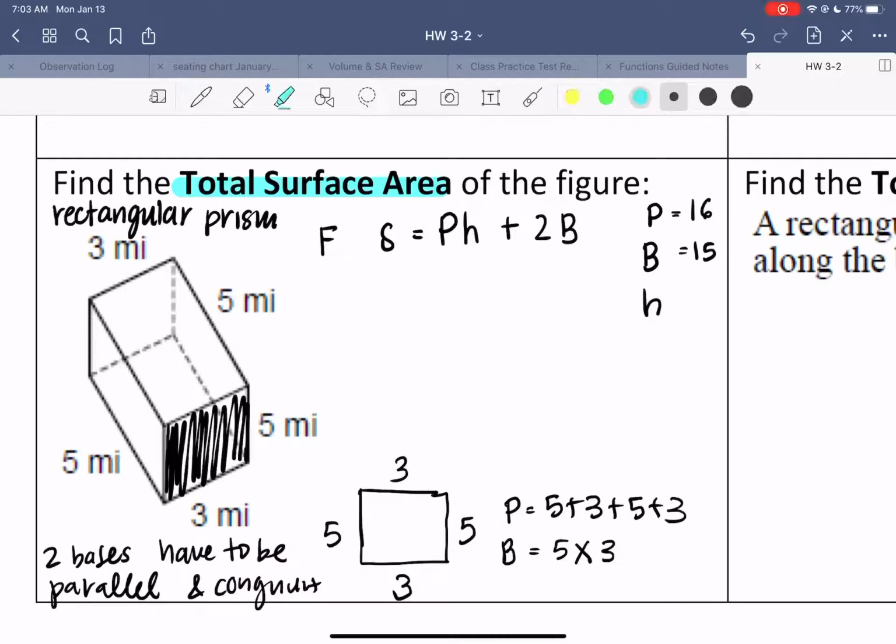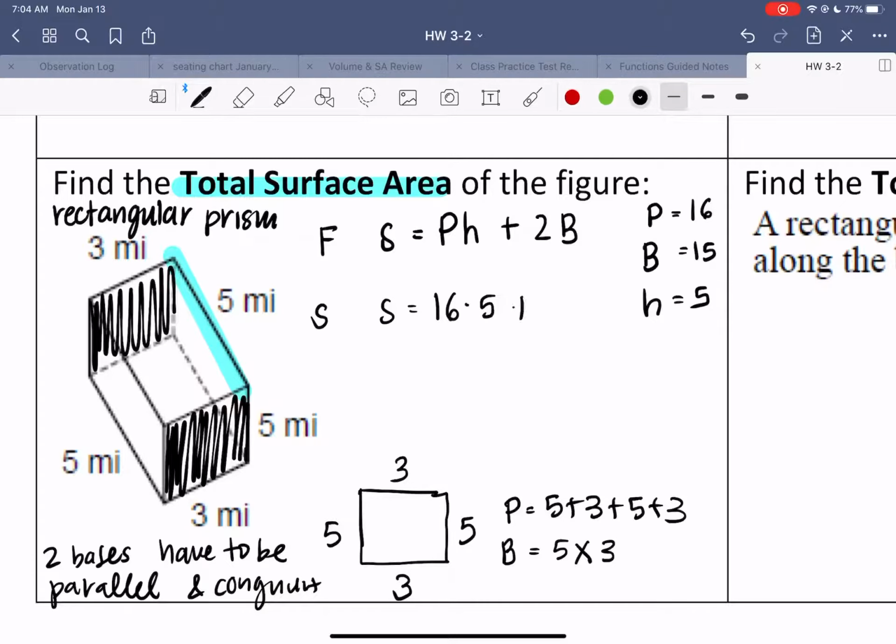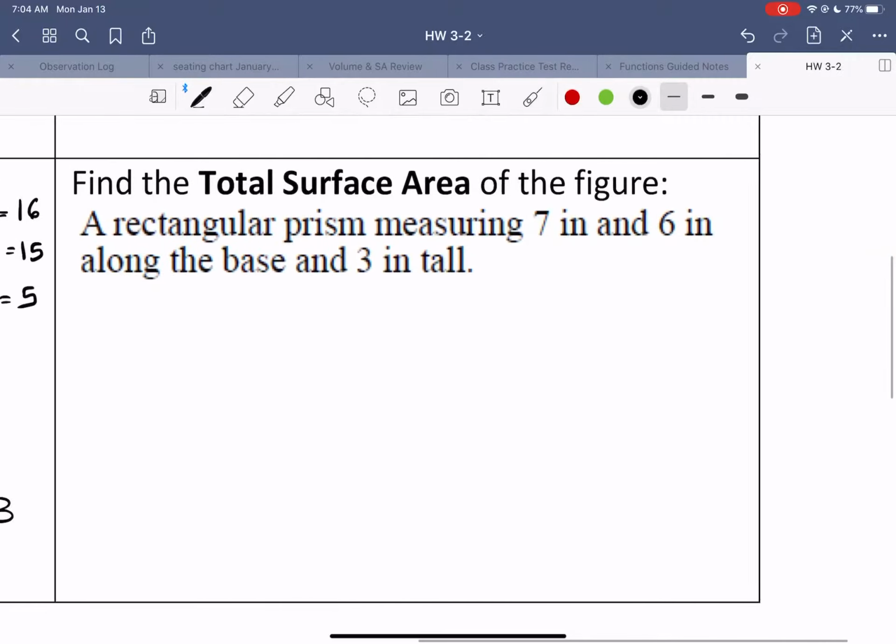And then the height of the prism, that is the thing that's connecting our two bases. So here would be our other congruent and parallel base. So the height is going to be 5. So our substitution is going to look something like 16 times 5 plus 2 times 15. From there, you'll want to solve that formula.